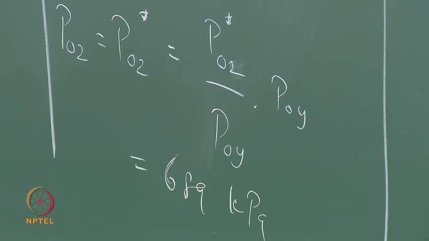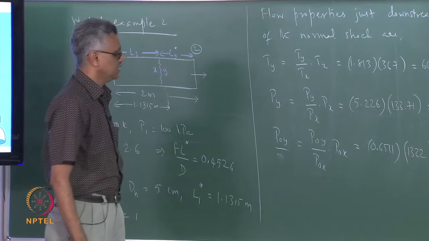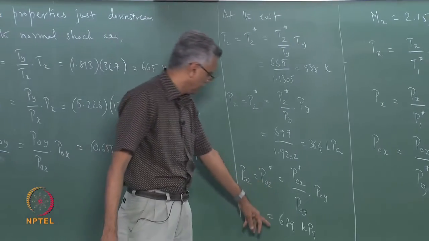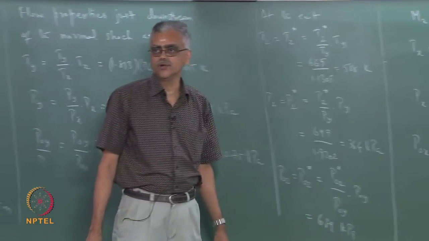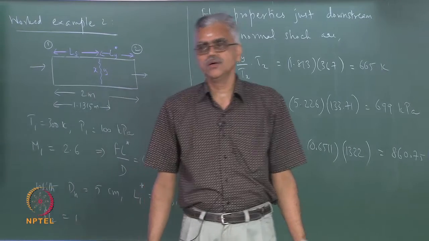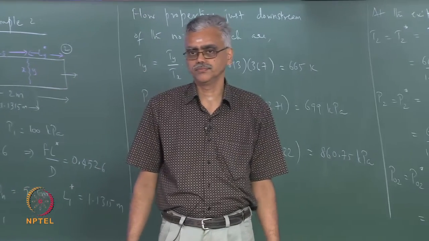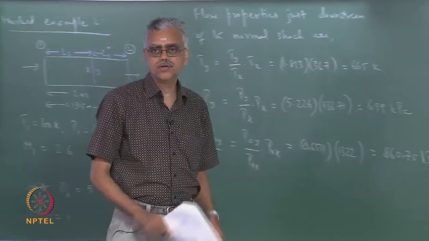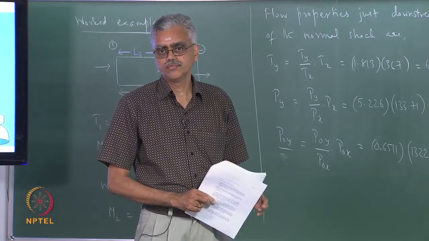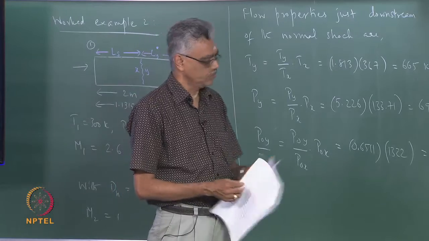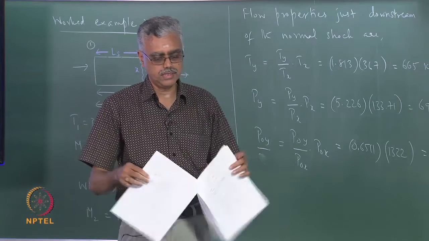So, I have calculated the exit properties also. You can see how much the values change. The inlet stagnation pressure has changed so much. It has eventually become 689 kilopascal from quite a high value. So, there is loss of stagnation pressure due to friction and also due to the normal shock. Okay. Any doubts or questions? All right. With that we come to the conclusion of the discussion on Fanno flows.